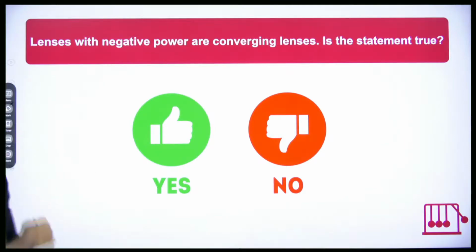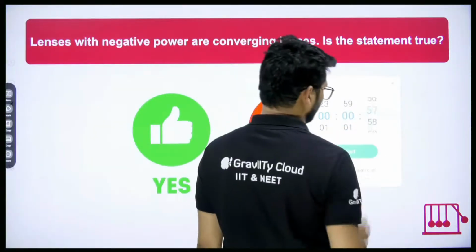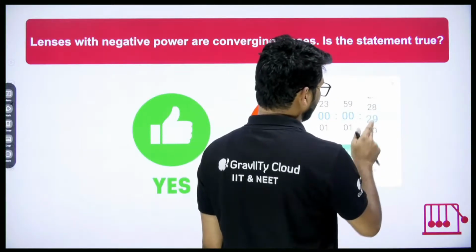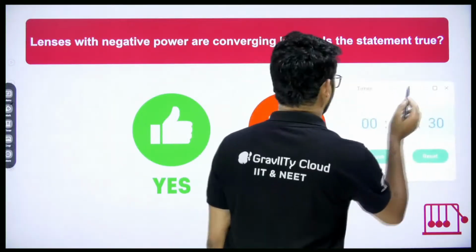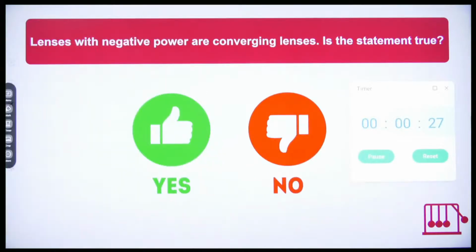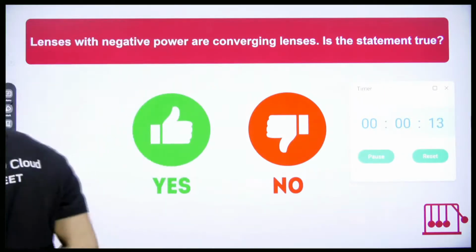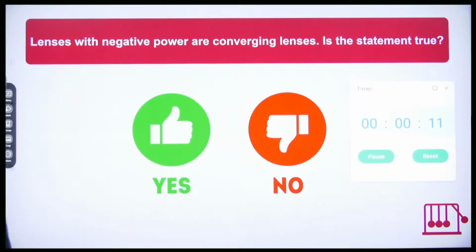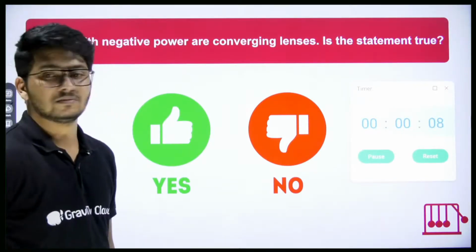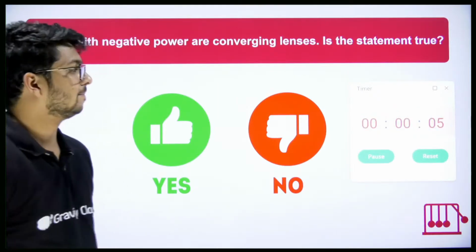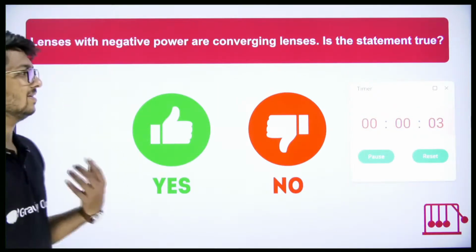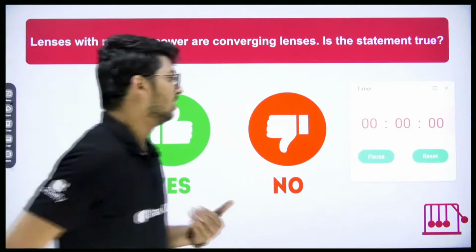I'll give you 30 seconds of time. Compare it with the focal length. When you compare it with the focal length, then you will get the answer. Lenses with negative power are converging lenses. Think in terms of focal length. Ten seconds more. 5, 4, 3, 2, 1, and the time is up.